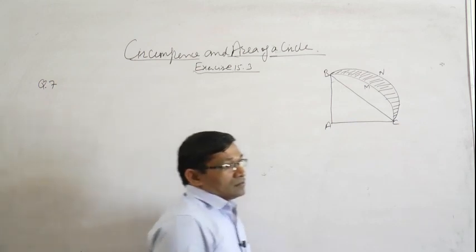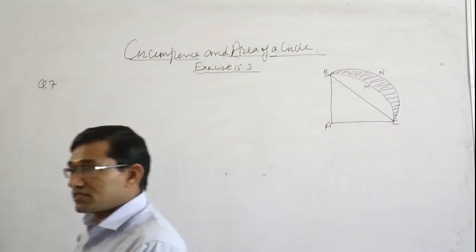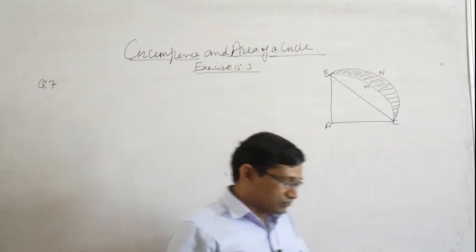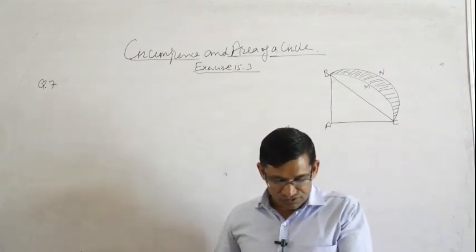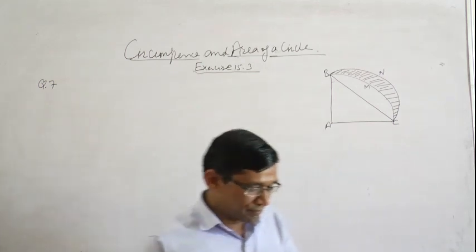In last class, we started exercise 15.3 and completed questions 1 to 6. Now we start question number 7. Question number 7 is in the figure. There is a quadrant ABMC.